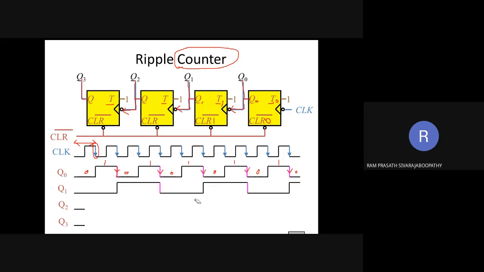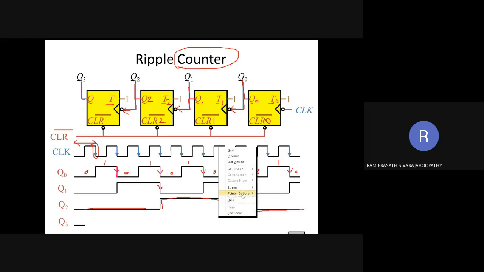What about for Q2? For Q2, Q1 is the clock. The output of flip-flop T1 is given as a clock to T2. Clear? So up to this point it will be 0. During this stage it becomes 1. During the next stage it becomes 0. In the next stage it maintains 0. So it will be like this. Hope everyone understands this.